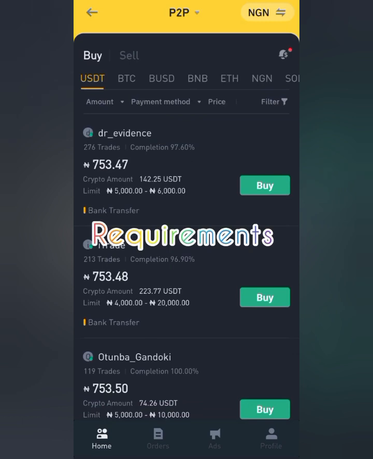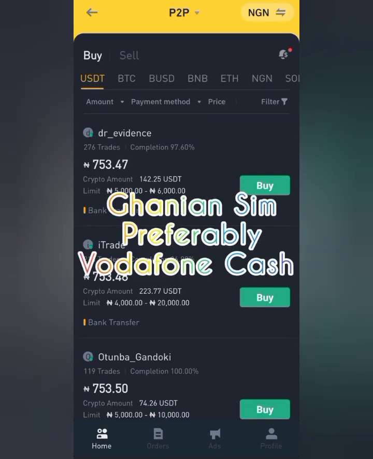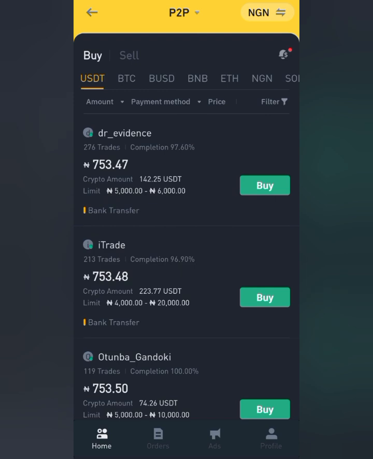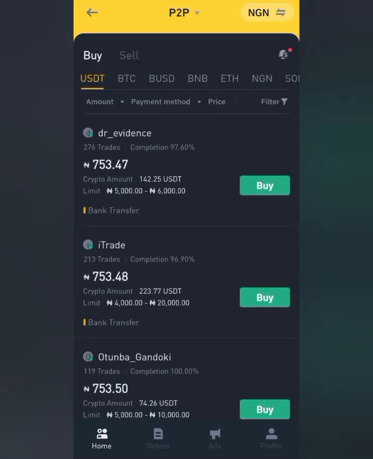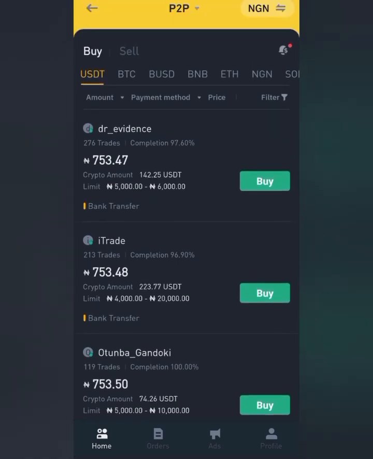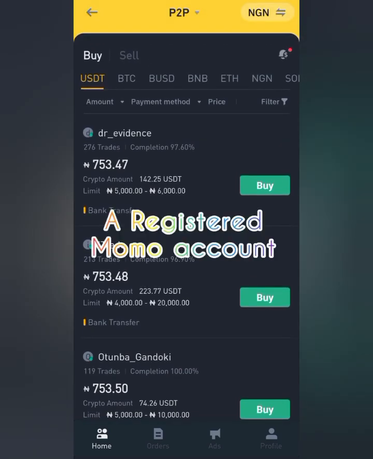Definitely you will need to have a Ghanaian SIM. Very important. That is biometric registered. Of course, you cannot do that on your own; you would have to have someone do that for you. You have to have a biometric registered Ghana SIM. Very important. Of course, you must have Momo registered on it, which means you must have a Momo account.